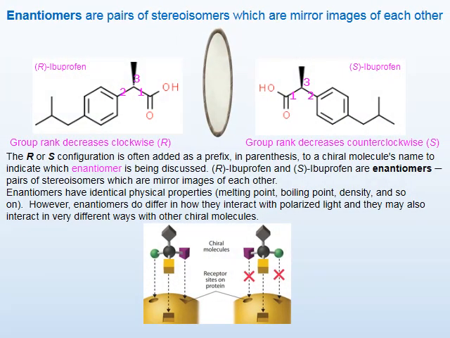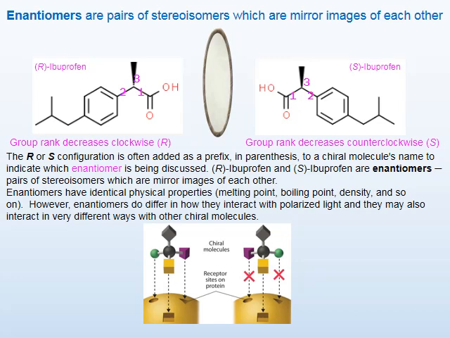In the previous example, two ibuprofen configurations were drawn by inverting the configuration of the chiral center. R ibuprofen and S ibuprofen are enantiomers. These are pairs of stereoisomers which are mirror images of each other. The R or S configuration is added as a prefix to a chiral molecule name to indicate which enantiomer is being discussed. Enantiomers have identical physical properties.